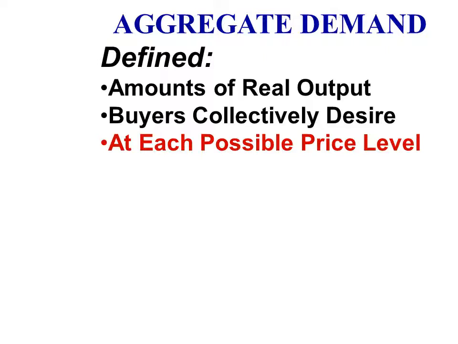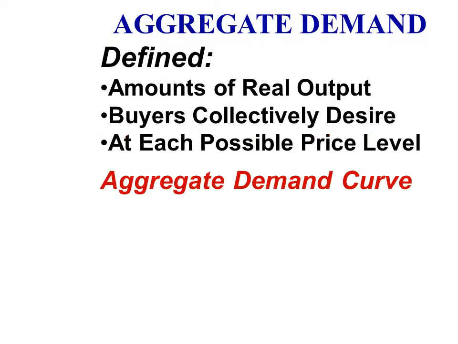So at each possible price level, as we just saw, the aggregate demand curve is downward sloping. It looks almost the exact same as a typical demand curve. Again, the lower the price level, the more aggregate demand, the more total spending in the economy. If price levels go up, there's less aggregate demand, less total spending collectively. So that gives us our aggregate demand, and that helps us graph our aggregate demand curve.